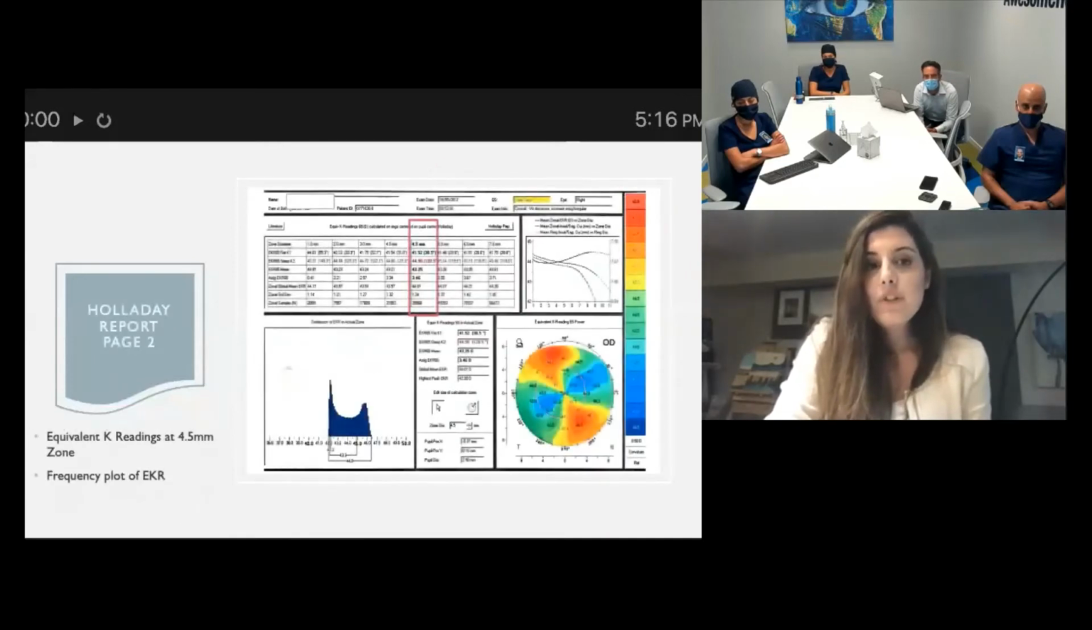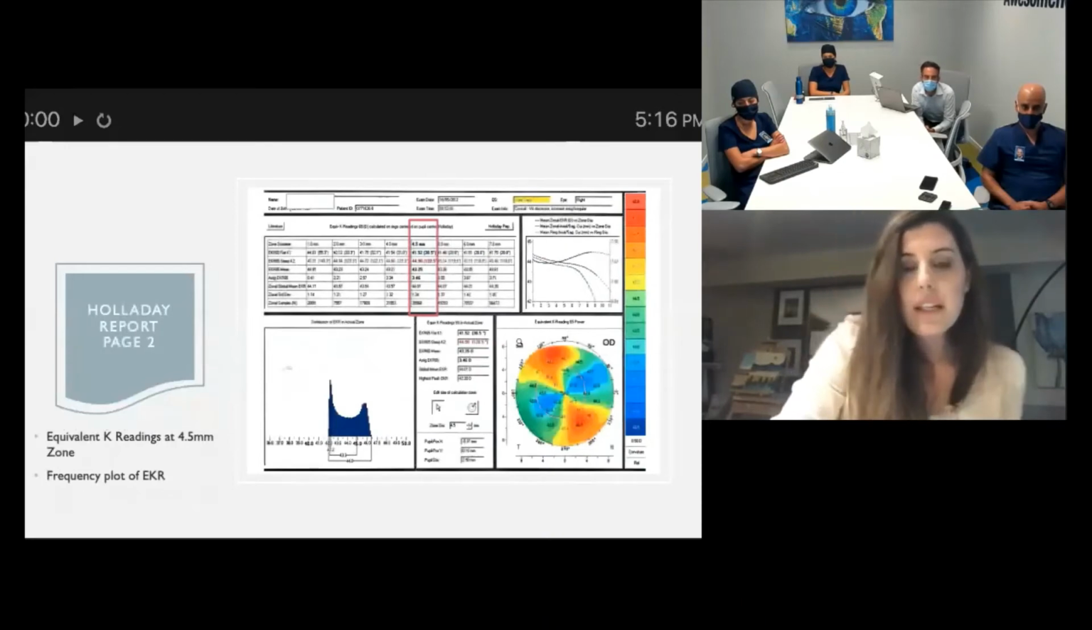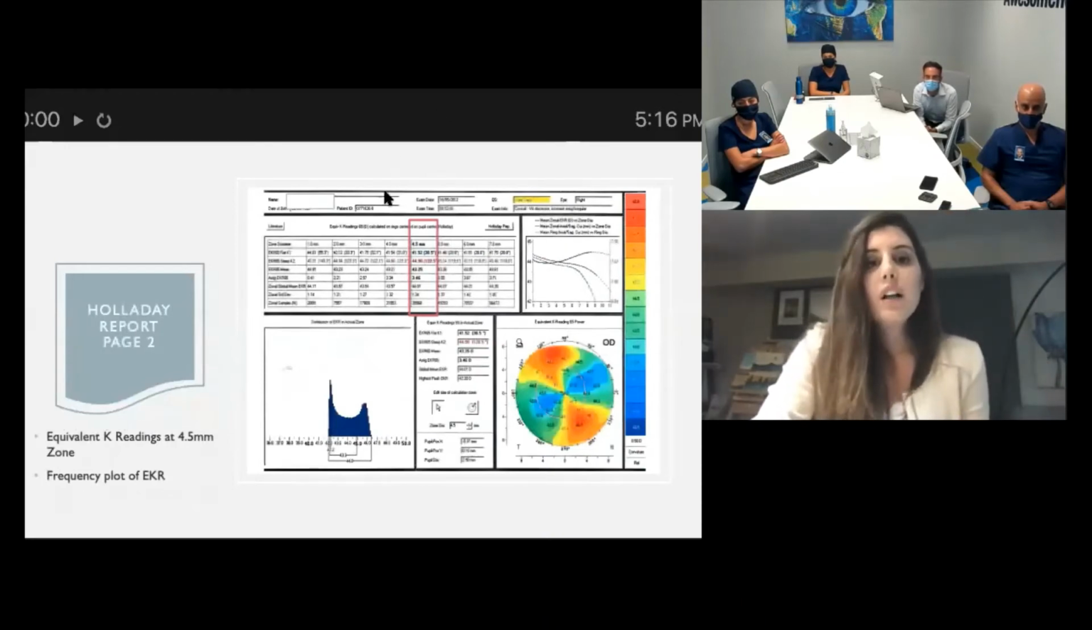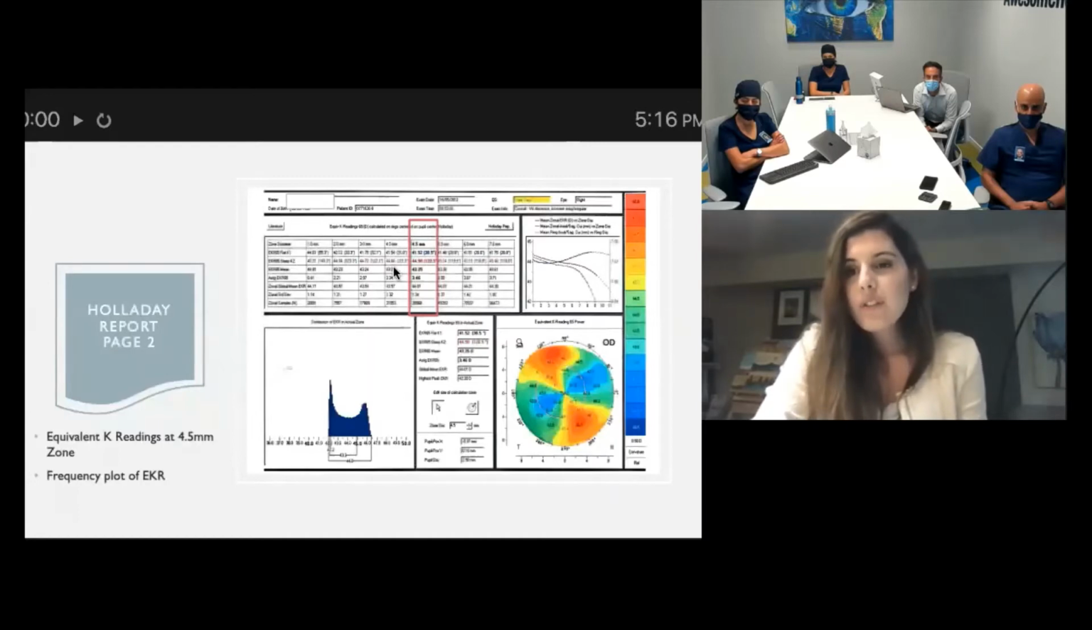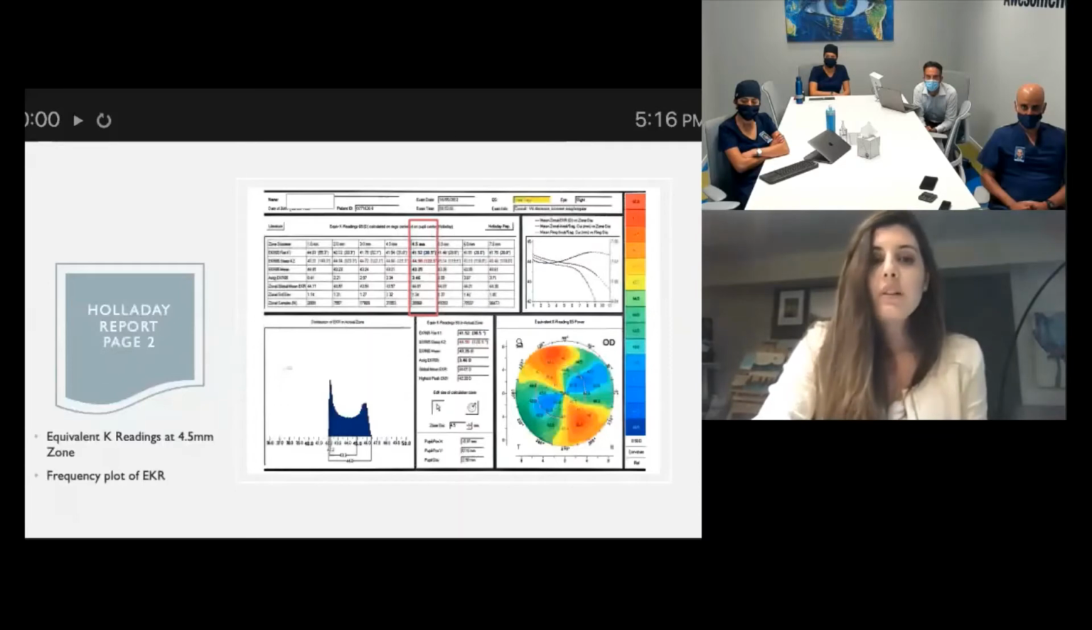The second page of the Holladay report is even more interesting. On this second page, Holladay graphed the EKR relative to the pupil size. Usually we want to look at the 4.5 millimeter pupil size because most of our cataract patients are above 70 years of age, and most pupils above 70 years of age fall in the category of 4.5 millimeter. So take this with a grain of salt.